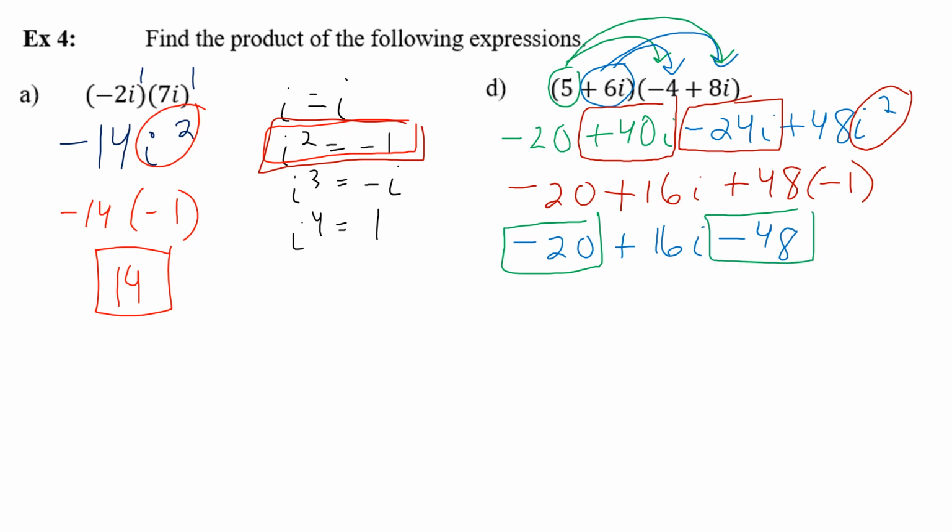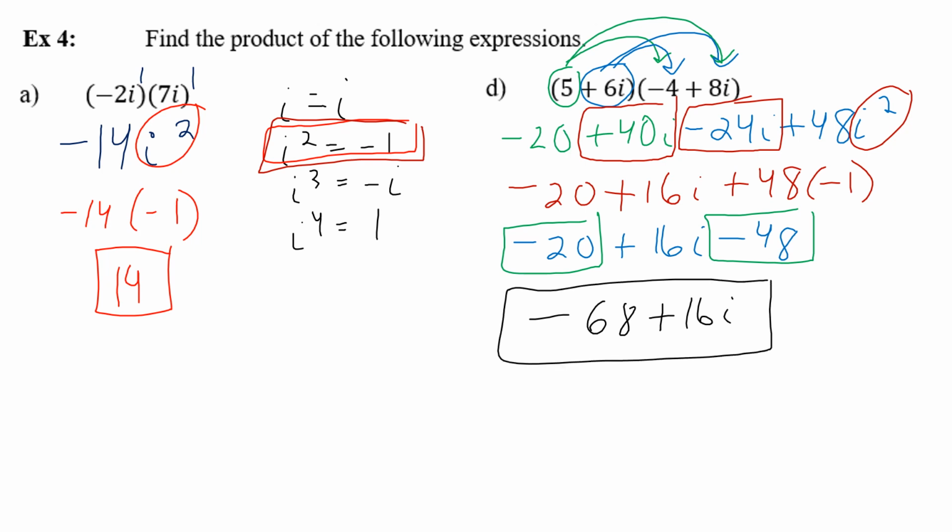Remember, final answer, complex numbers, the real part first. So we're going to go ahead with negative 20 minus 48. It's going to give us a minus 68 and then positive 16i. And that right there will be our final answer.